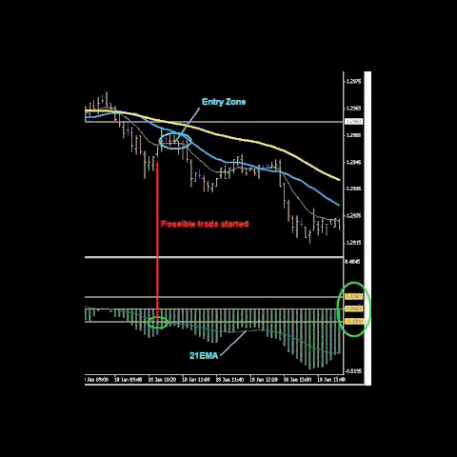4.7 The entry looks: 4.7.1 Small candles. 4.7.2 Flat type of pullback. 4.7.3 Some sort of resistance in an uptrend, and support in a downtrend, to form a small ascending or descending triangle awaiting a breakout within the war zone.